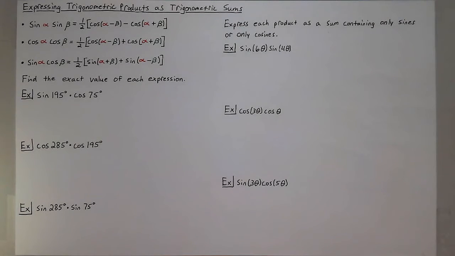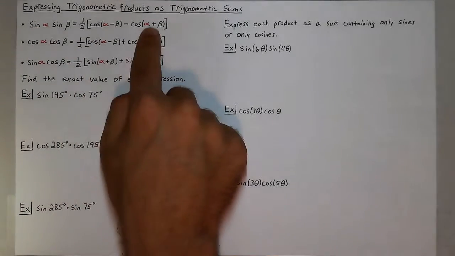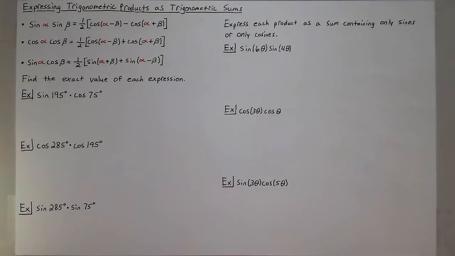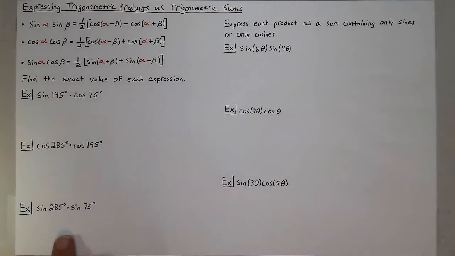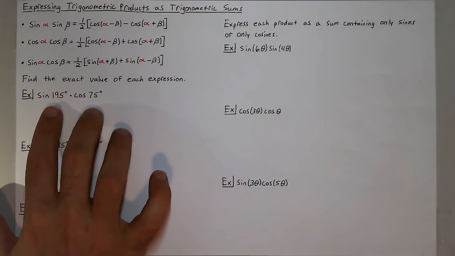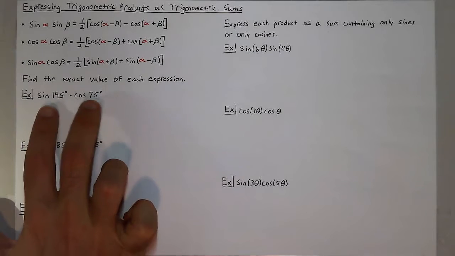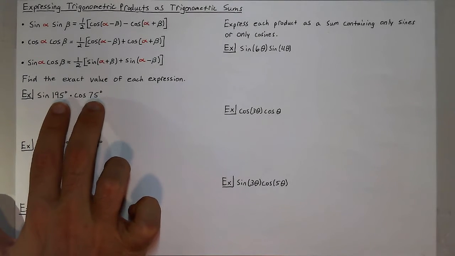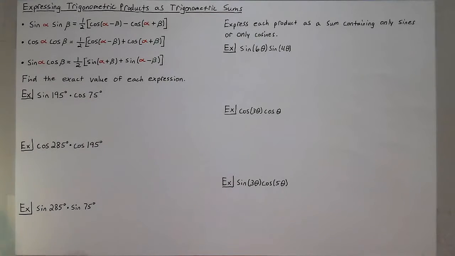In this video, we are going to learn how to express trigonometric products as trigonometric sums. So I wrote the product to sum formulas at the top as a nice reference. So find the exact value of each expression. So looking at sine of 195 degrees times cosine of 75 degrees, neither of these angles appear on my unit circle, so they're not part of any of those easy reference triangles.